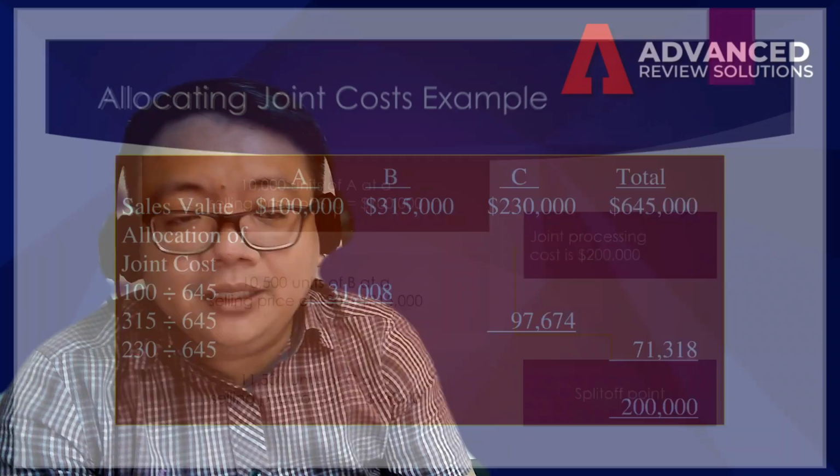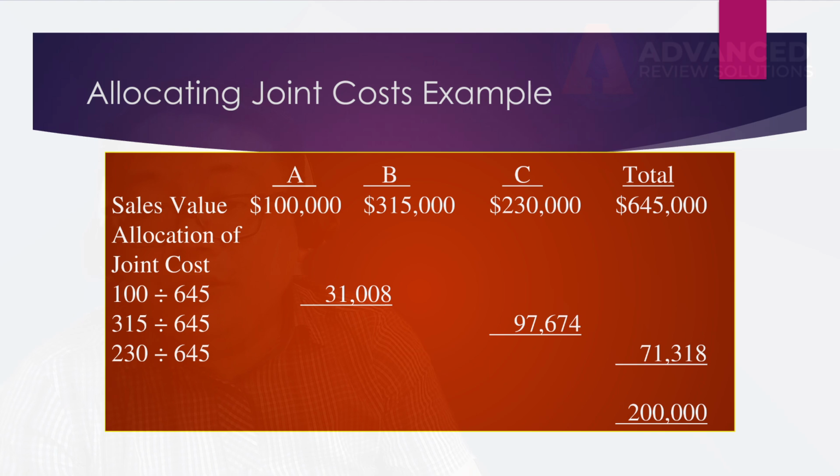Ito yung pinakamadali sa lahat, no? So, sales value mo, saan nakuha yung 100,000 given, no? You have 100,000, you have 315,000, you have 230,000, and you have 645,000. So, ibig sabihin class, 100,000 divided by 645,000 to be multiplied by 200,000 as your joint cost. Ganun lang. You have 31,008 for product A. You have 97,674 for product B. And product C has 71,318.